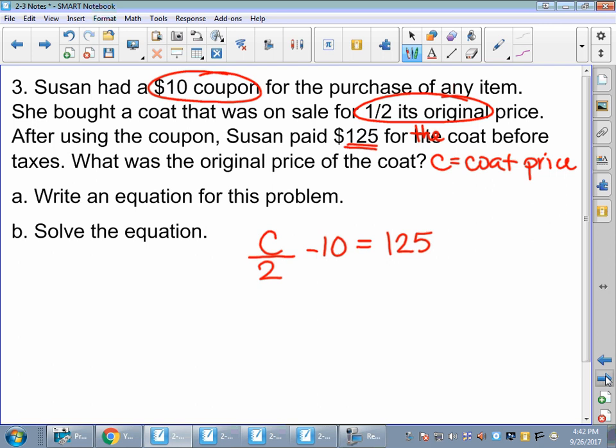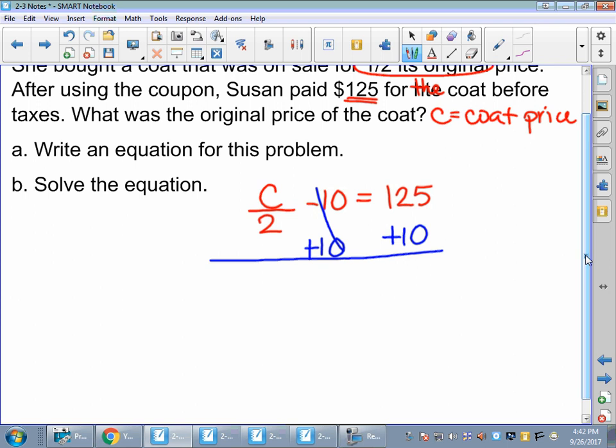So in this case, I want to add 10 to both sides first to get rid of that subtraction. When I add 10 to both sides, the negative 10 and the positive 10 cancel. C divided by 2 is equal to 135.